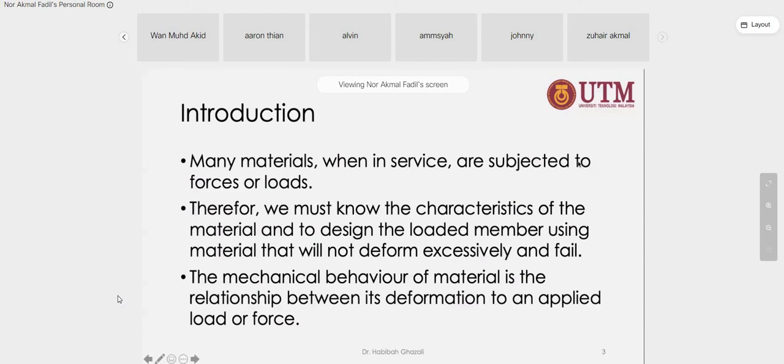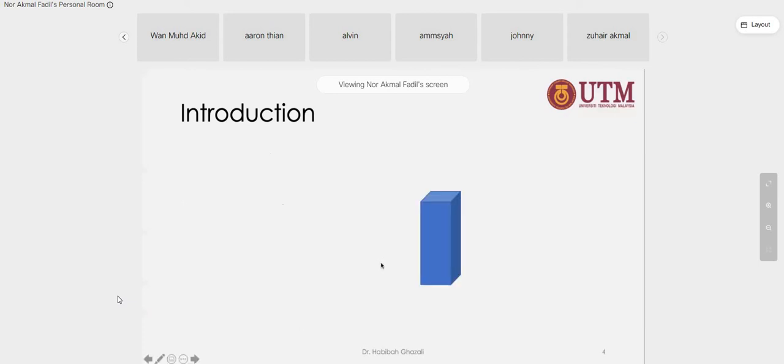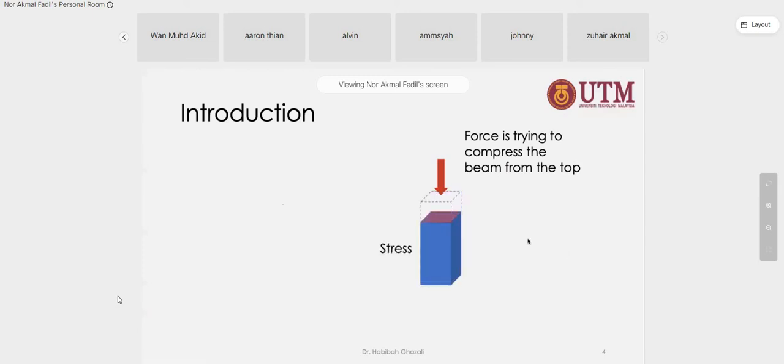The mechanical behavior of material is the relationship between its deformation and an applied load or force. That's the reason you need to know the stress strain curve on the tensile strength testing. Let's say this is one structure. Force is trying to compress this beam from the top. Let's say you give a load and it experiences stress inside. This is in natural form and this is in the stress form.